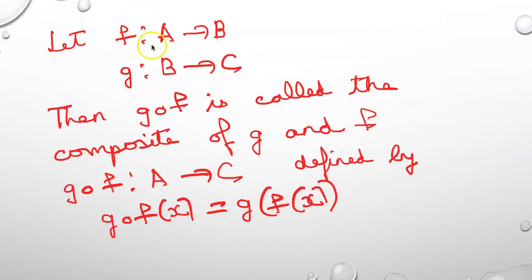Now if f is a function from A to B, and g is a function from B to C, g∘f is called the composite of g and f, defined by g∘f, a function from A to C defined by (g∘f)(x) = g(f(x)). So the domain of g∘f is the domain of f and the codomain of g∘f is the codomain of g, which is C.